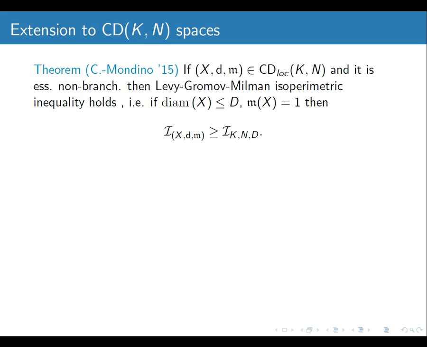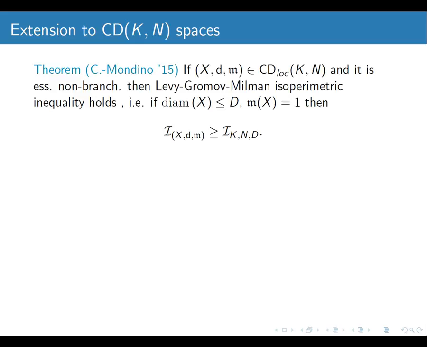And the theorem that we proved with Andrea, now it was like 1 year ago, we proved that the same lower bound holds if we replace the class of manifolds with the class of metric measure spaces verifying the curvature dimension condition. Obviously, in the negative curvature case, we also have to impose an upper bound on the diameter. So the result can be read as follows.